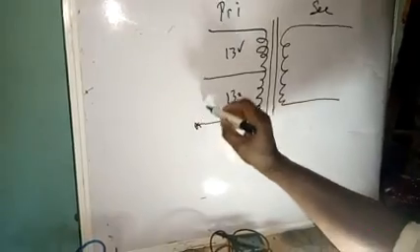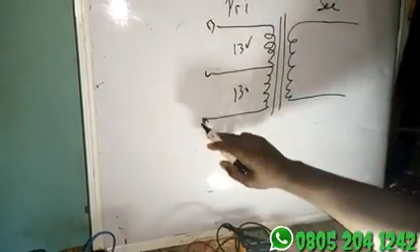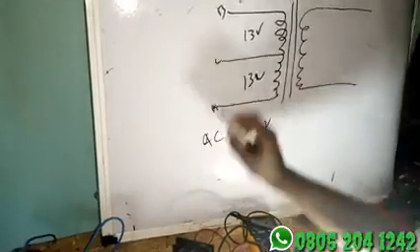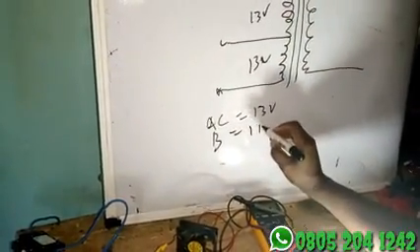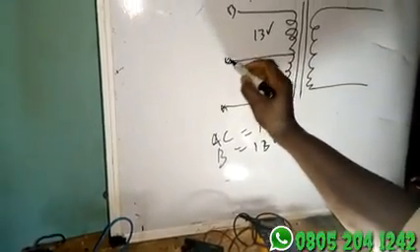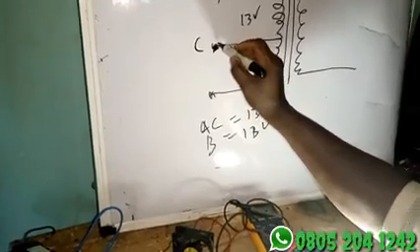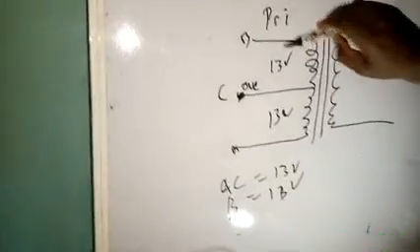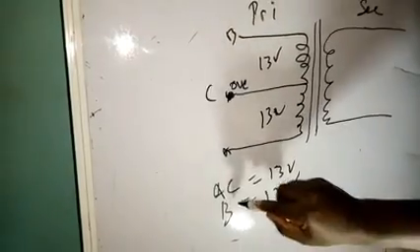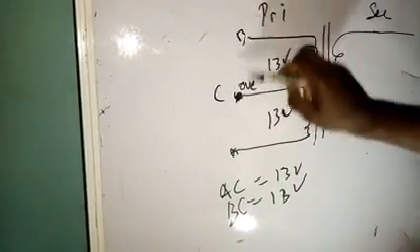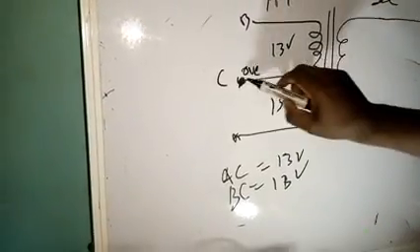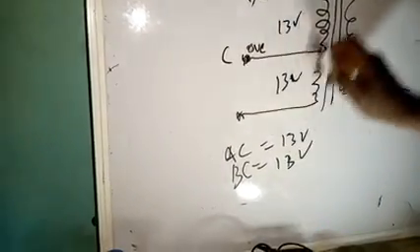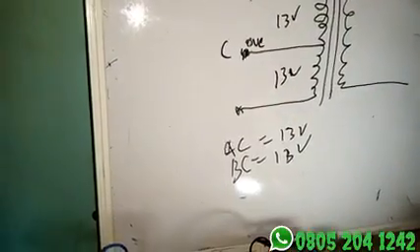From this, let's say A, B, C. AC is 13 volts. Then BC is 13 volts. So that means point C is 0. Here, this point C is 0 volts. So if you look from B to C, we get 13. Here is the reference point, here is 0. You understand? Then from A, the opposite side, from A to C is 13.